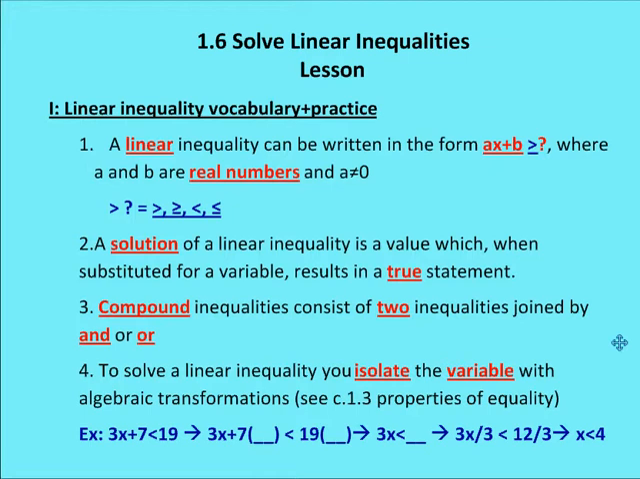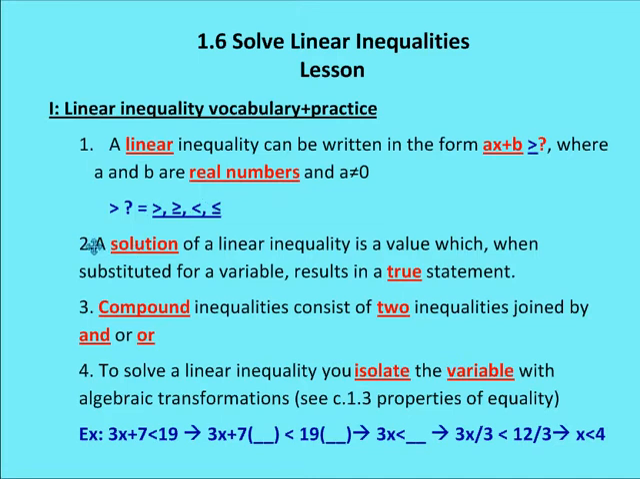All right, so let's talk about what a linear inequality looks like. A linear inequality can be written in the form ax plus b is greater than, or less than, or greater than or equal to, or less than or equal to something, where a and b are real numbers and a is not equal to 0. In the definition I write the greater than symbol, but it can also be greater than or equal to, less than, or less than or equal to.